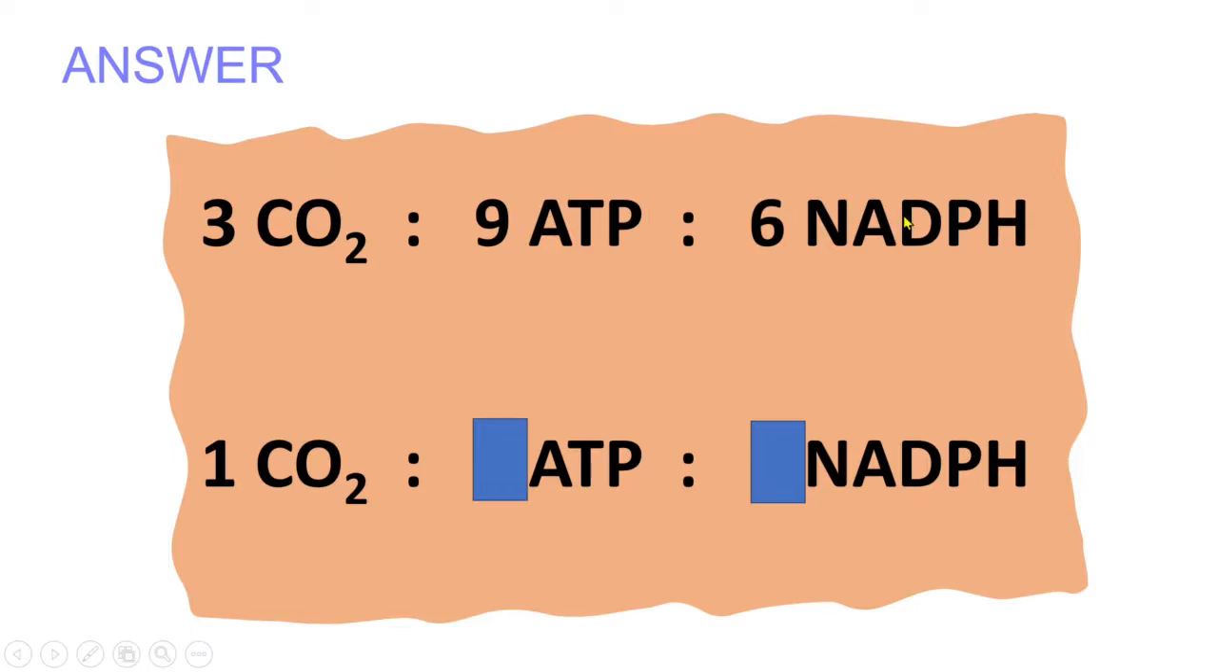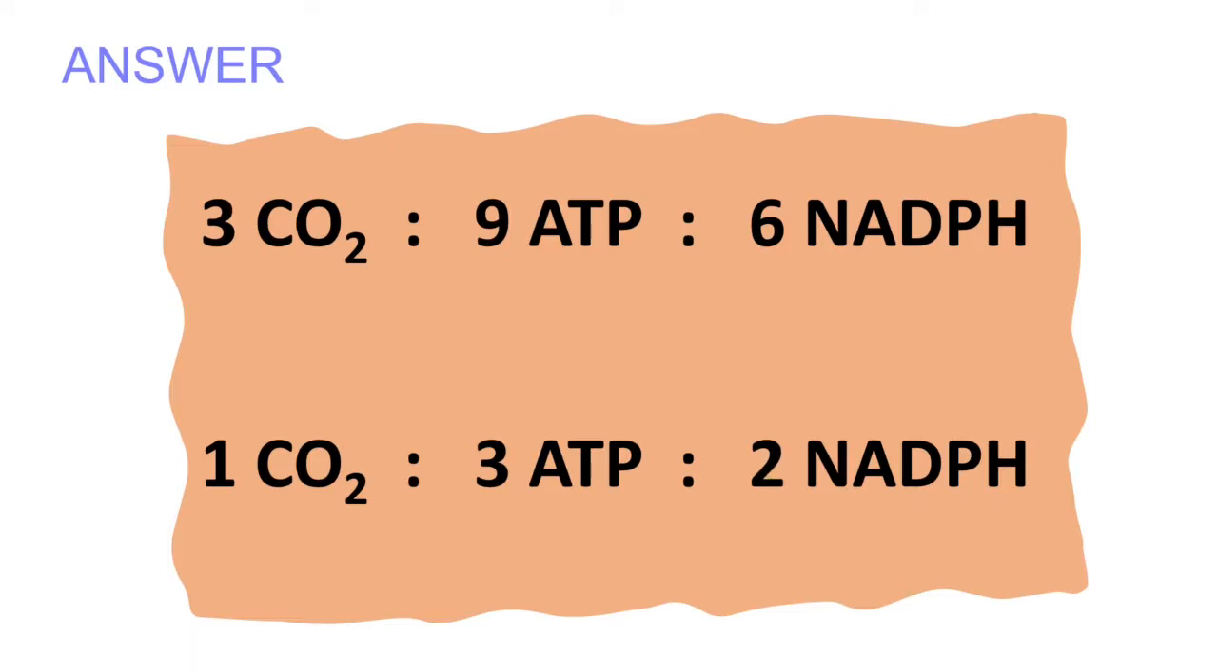But the question is, how many per carbon dioxide? So you simply have to divide. 9 divided by 3, for every carbon dioxide you will need 3 ATPs used. For every carbon dioxide you will need 2 NADPH. So these are the ratios that you have to remember.